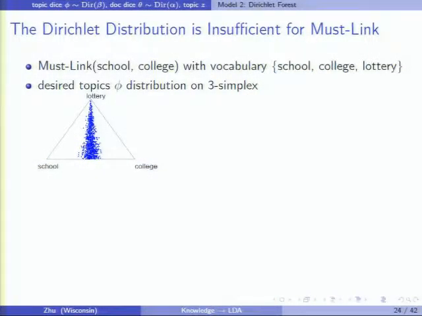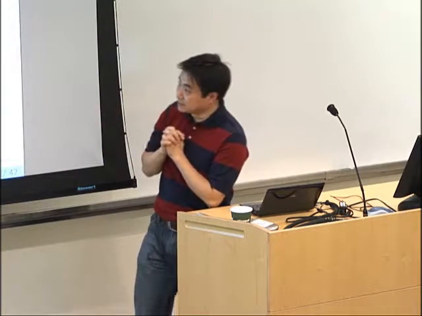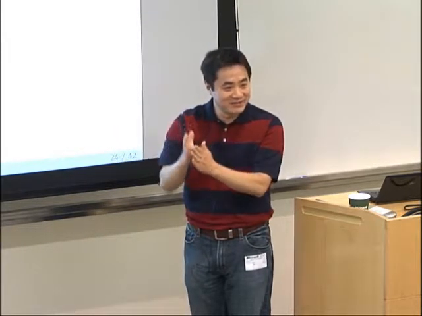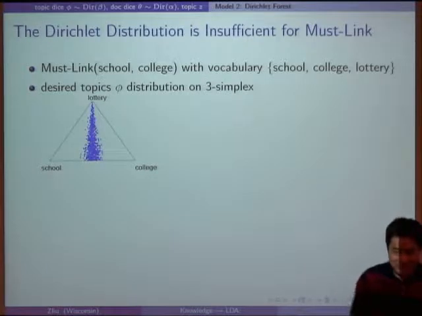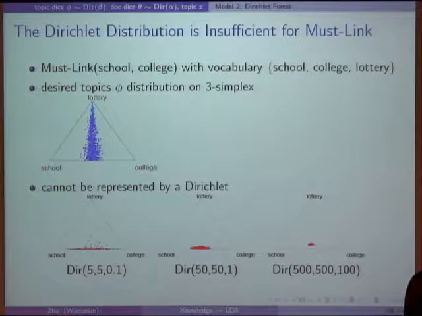All right, so here's why you cannot do this with Dirichlet. Let's imagine you have a vocabulary school, college, lottery, just a three-word vocabulary for simplicity. What would a must link school, college look like? That means you want to generate a multinomial such that school and college either both have 0.5 probability or 0.2 or 0.1 or 0. They're somehow tied in this fashion. If you look at the simplex, this is what the density looks like. You want this. This, however, cannot be achieved by Dirichlet. If you try to encode it with Dirichlet, you will get things somewhat like this.